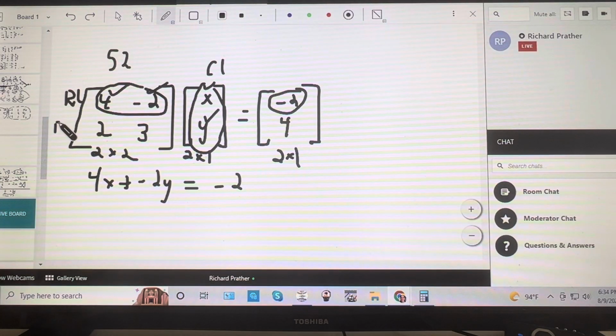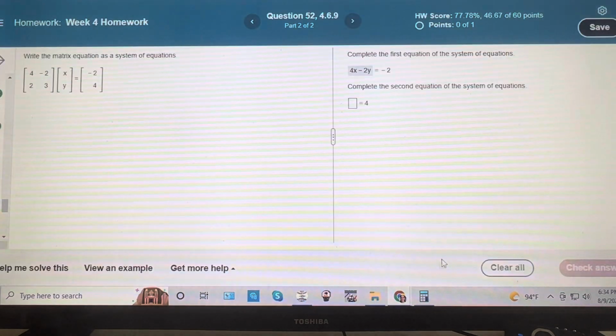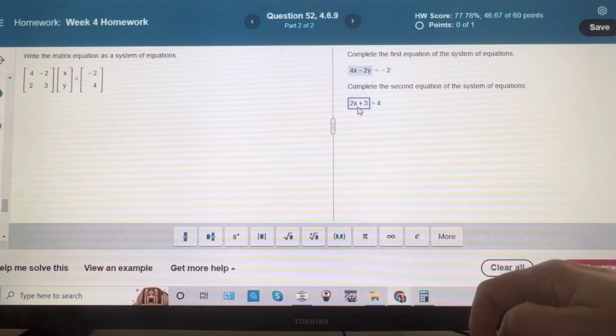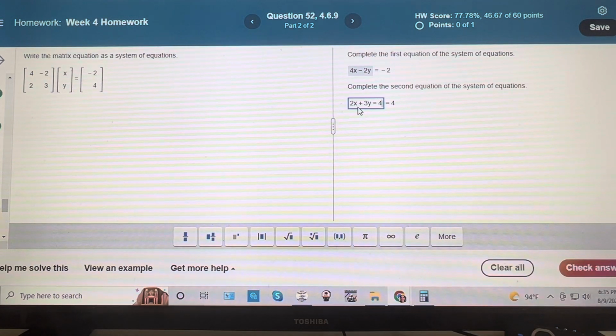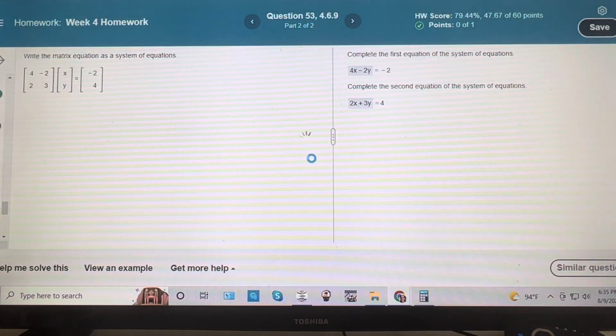If I do row 2 with the only column that's here, you would get 2 times x, 2x, plus 3 times y, 3y, and that would have to equal this 4 right here. And this is a system like when we did substitution, elimination, all that stuff. So these things go back and forth between each other. And 2x plus 3y has to equal 4. Whoops, they already had the equal 4, sorry. So they put that there already, just I guess to let you know what to do.